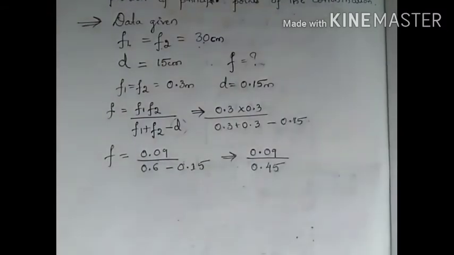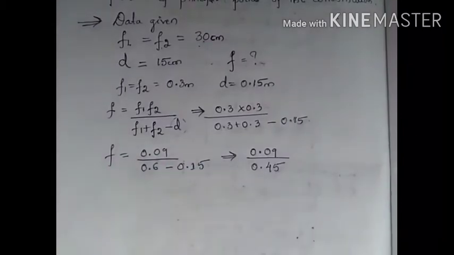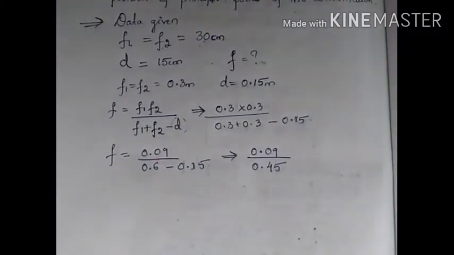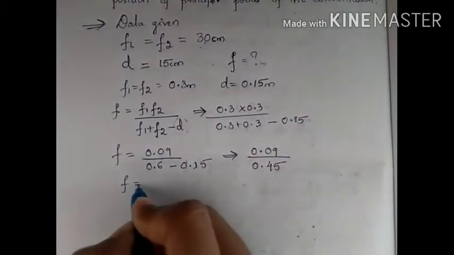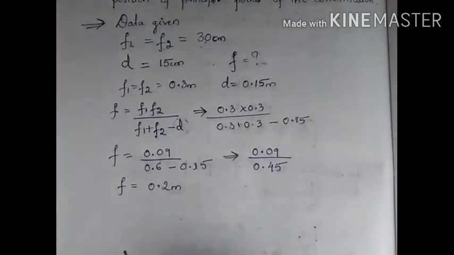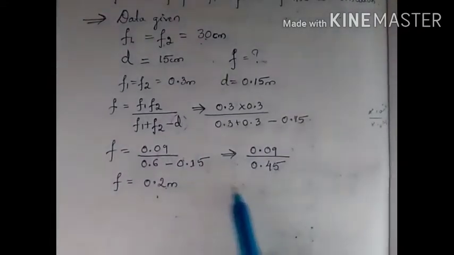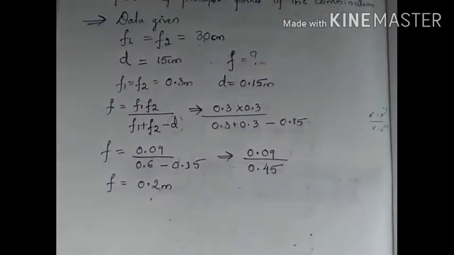Now if you solve this, 0.6 minus 0.15 is 0.45. So 9 over 45, if you remove the 9, 1 by 5 is there, so 0.2. So what will be f? f will be 0.2 meters. Why 0.2? Because 9 ones are 9, 9 fives are 45, and 1 by 5 is 0.2 meter.